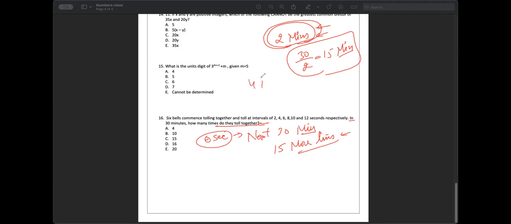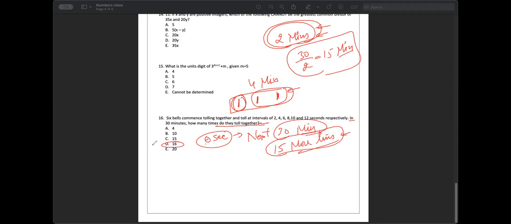So for example, in 4 minutes, they start tolling right now. They'll toll again after 2 minutes, they'll toll again at 4 minutes. So they'll toll 3 times, because one at the beginning and then 2 more times. So in 30 minutes, one at the beginning and 15 more times. So it'll be 16.